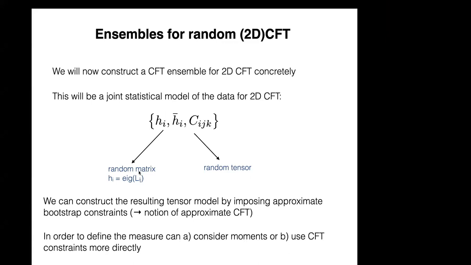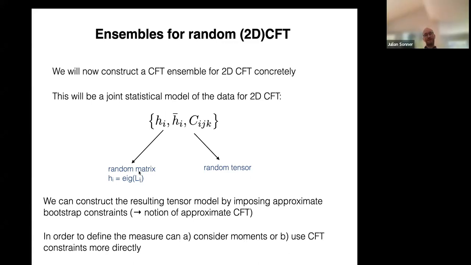Yeah. So in order to define the measure, I was thinking of maybe skipping point A, but let me not skip it. In order to define the measure, one can either consider moments of this ensemble and try to deduce from moments terms in the potential. That's intuitive, but not as direct as method B, which is to use CFT constraints more directly. So let me say a few words about A, but mostly focus on B.